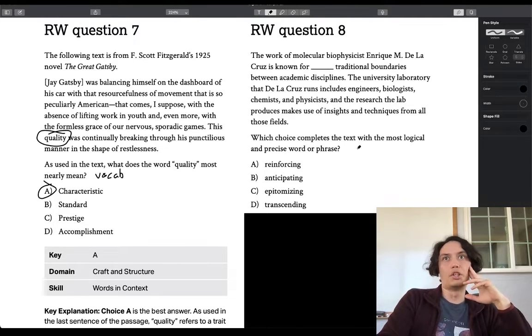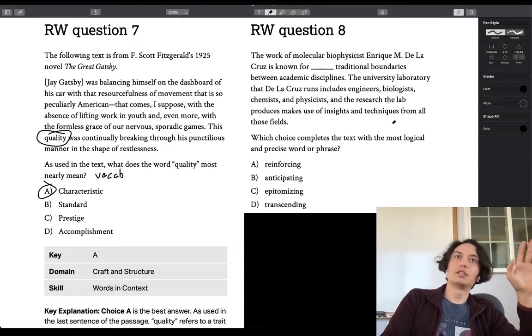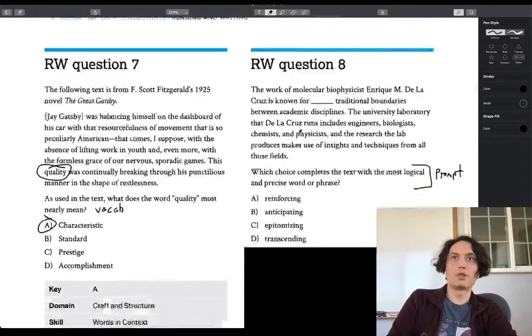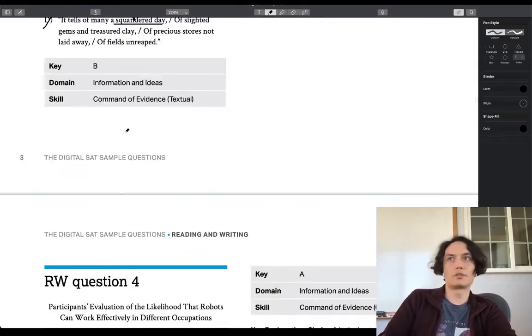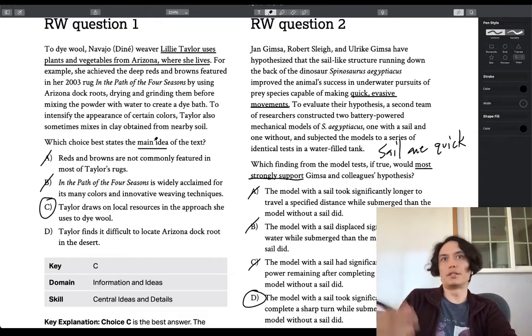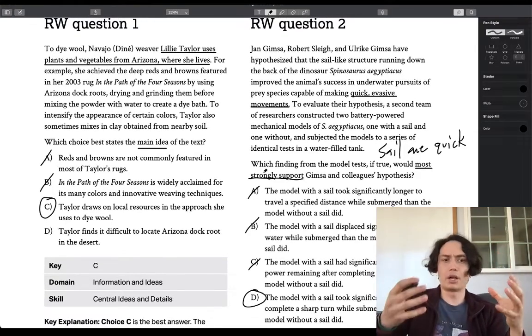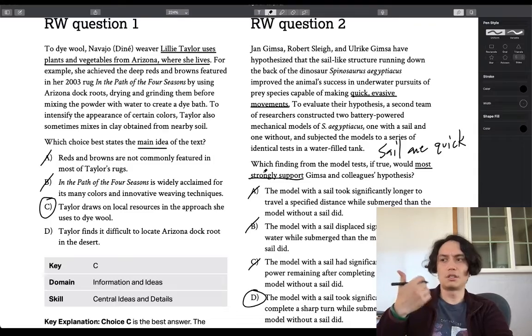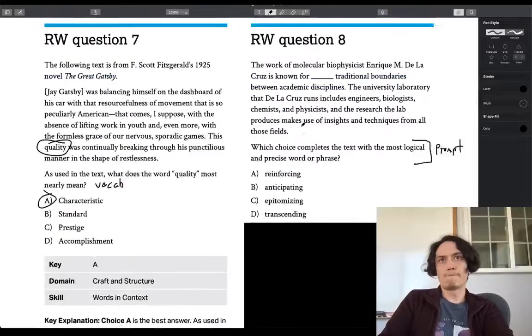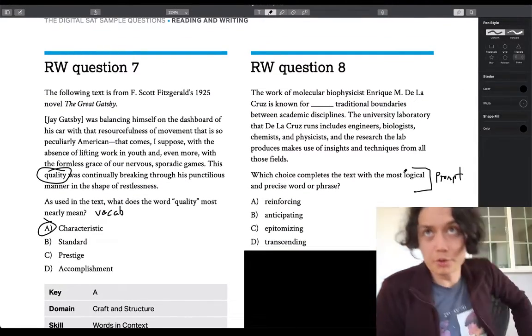I might just buzz through the work of molecular biophysicist Enrique. Actually, I will say, it's really helpful that we read the prompt first. Think about how different our experience of reading this paragraph is if we know that we're just looking for a vocab word versus if we're looking for the main idea of the whole piece of text, or we know we need to understand the hypothesis so that we can support it. It's just a different task. The type of reading we should be doing is really different. So I'm glad I know that I'm just looking for vocab words.